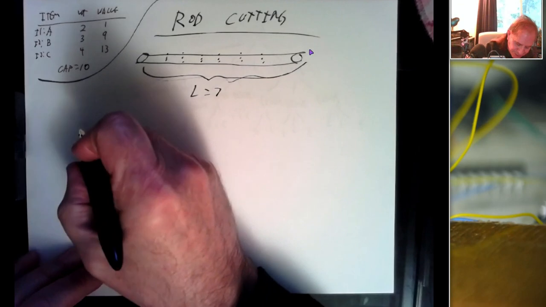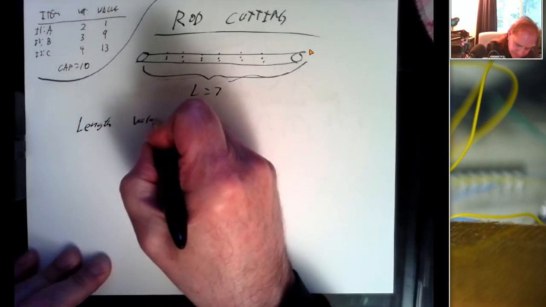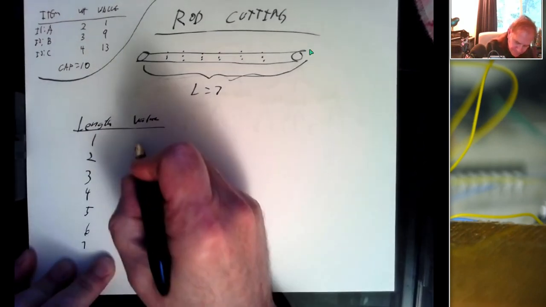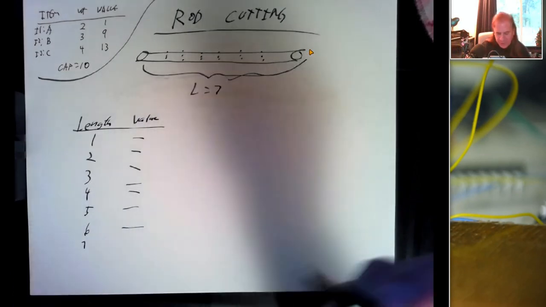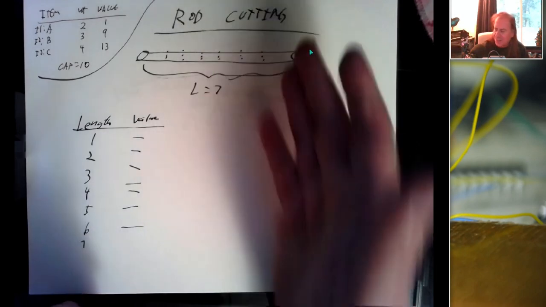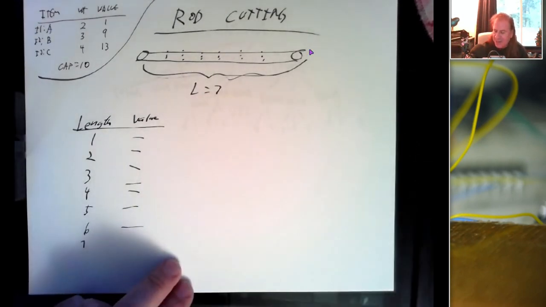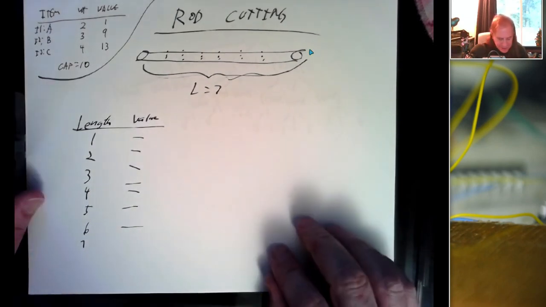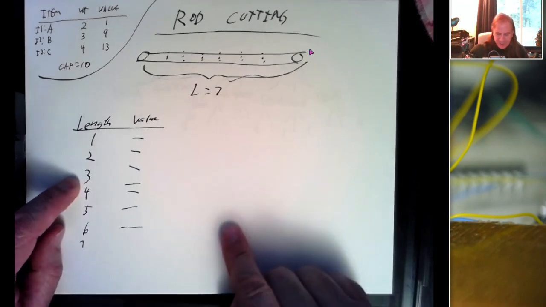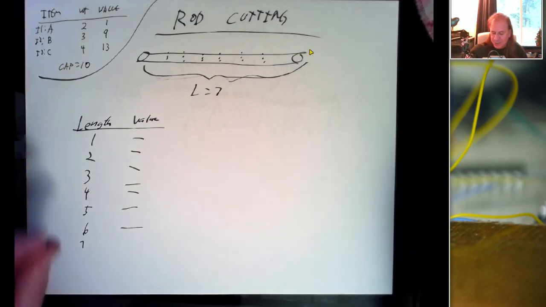So we have a pricing table with length and value. There's some value for each length, and the question is, how should we cut this rod up to sell it to get the maximum value? Because maybe there's a high demand for 3-inch pieces of steel, and if we cut it into 2 3-inch pieces, maybe we would get a lot more value than if we just sold it as a single 7-inch piece or a 6-inch piece and a 1-inch piece.